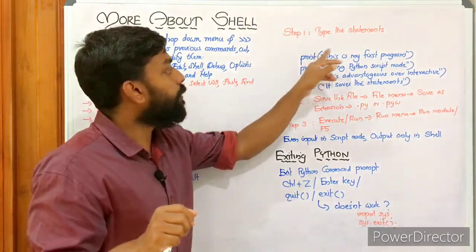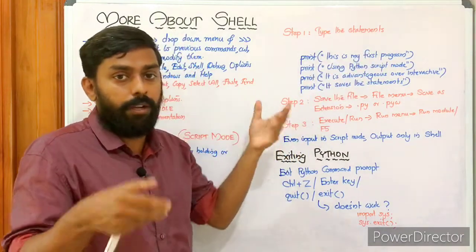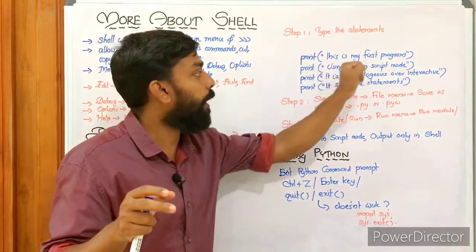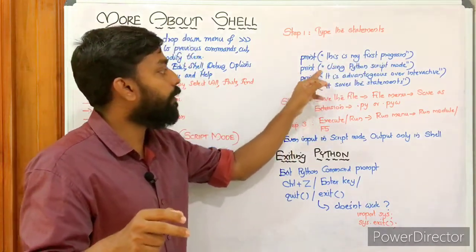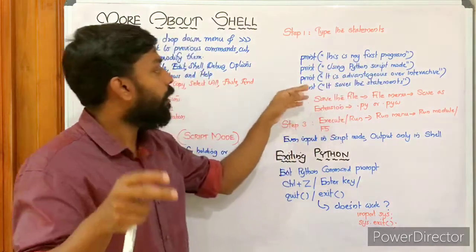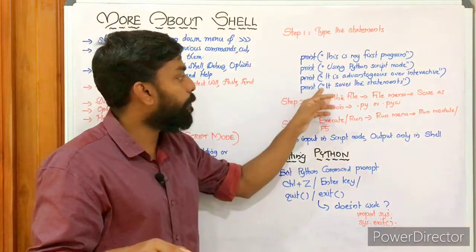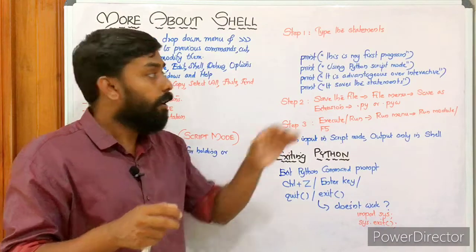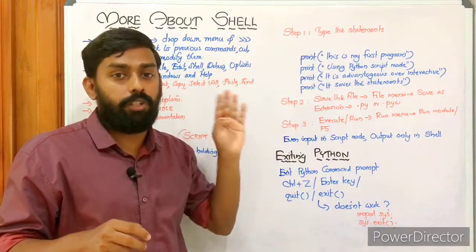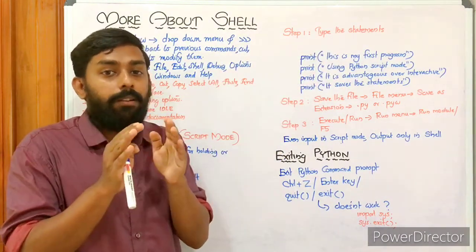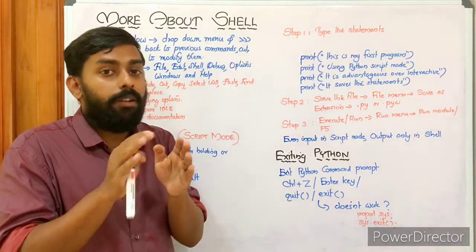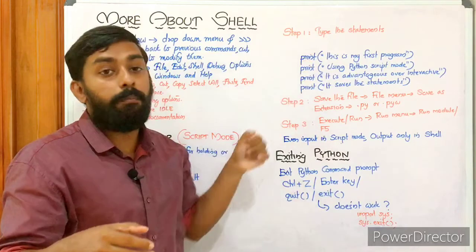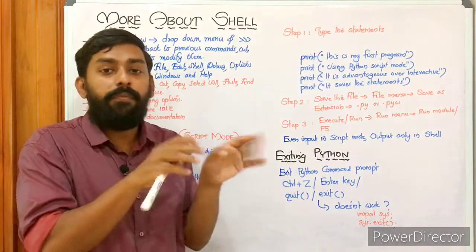Print, this is my first program. You know print is a function. Second statement, print using Python script mode. Third statement, print its advantages over interactive mode. Last statement, print it saves the statements. So these are the 4 print functions, or 4 Python statements, which are passed to the function print. So we have completed typing.